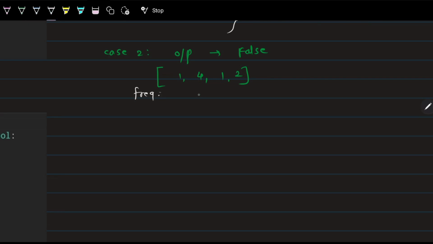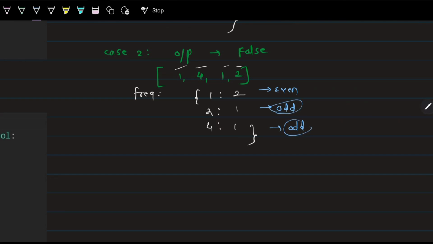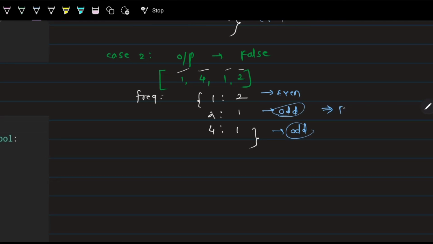So the frequency hash map would again contain the keys as unique elements 1, 2 and 4. What is the frequency of 1? 2. Okay. What is the frequency of 4? That is 1 only. What is the frequency of 2? 1 only. Makes sense? Now check whether the frequencies are even or not. 2 is even, 1 is odd, 1 is odd. If any element has an odd frequency, it means you can never form the pairs. So for this test case, the output would be false.